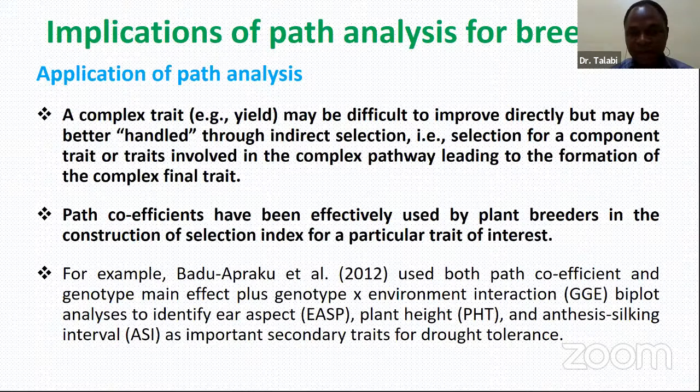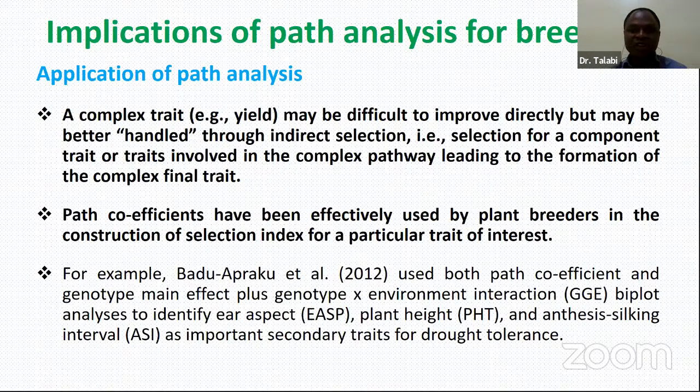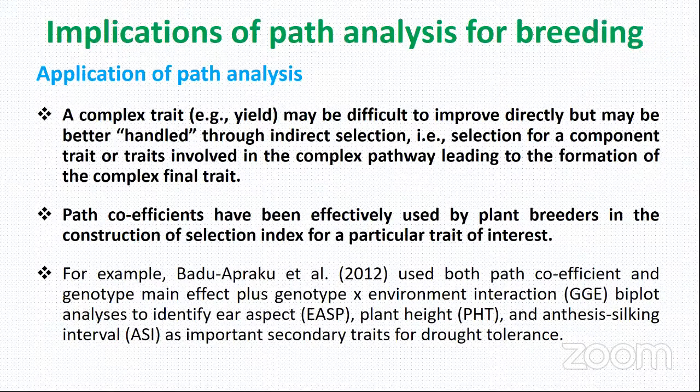So path analysis has been used by breeders to construct selection indices, and that particular selection index or indices are now used for selection for the trait of interest. Here, for example, Badu-Apraku et al. 2012 used path coefficient and GGE biplot analysis to identify traits that could serve as secondary traits for selecting for drought tolerance. In that particular study, he identified ears per plant aspect, plant height, and anthesis-silking interval.